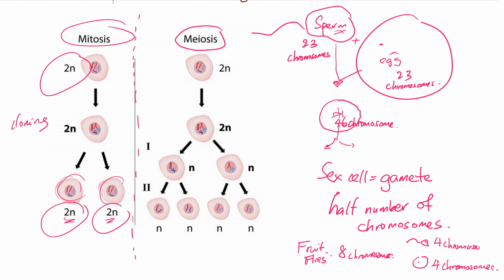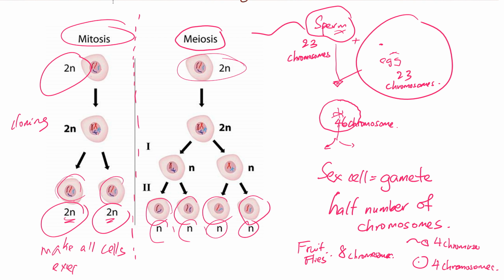Meiosis is going to halve the number of chromosomes. So if I start with 2n, I will always end up with cells that are only n, half the number of chromosomes. They will be genetically different from each other. You can see that the cells here have different colors of chromosomes. That tells us that the chromosomes are now genetically different from each other. So know the difference. Mitosis makes all the cells in our body except gametes, and meiosis makes only gamete cells.